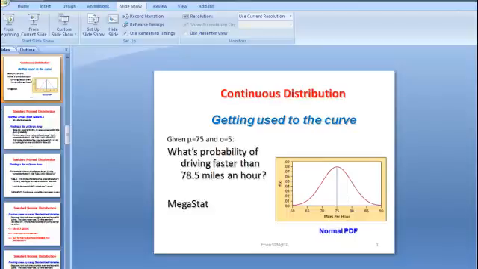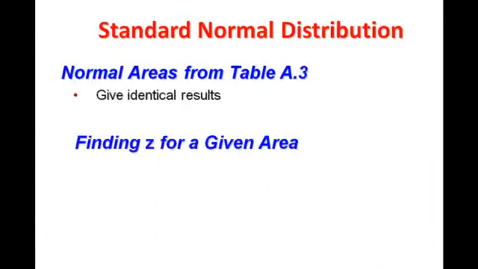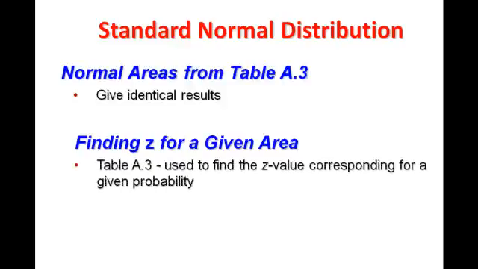Okay, so let me return to the slides. It doesn't matter if I do that problem using the table, A3, or Megastat. I'll get the same result. Now there's another way we can use this table, and this is where things get kind of confusing. We can use the table to find the z-value for a certain probability. It's kind of the inverse of what we just did. Let me use an example.